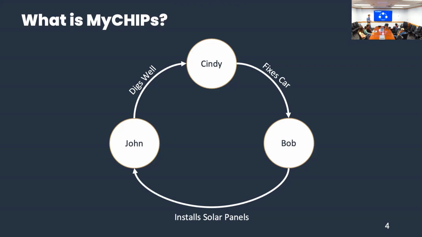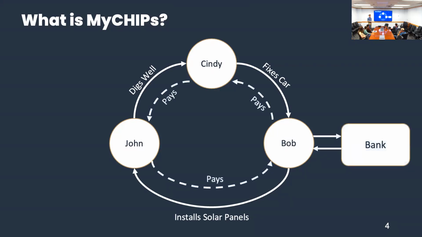So how can we facilitate this exchange? Well, using US dollars, Bob, he's just up a tree. He really needs his car fixed, so he's going to go to the bank. He'll take that cash and give it to Cindy, who will fix the car. Cindy will take that same cash, give it to John to dig the well, and John will take that same cash and give it back to Bob to install the solar panels. Then Bob brings it back to the bank. The bank says, great, but you owe us a little bit of interest. So the question is, can we facilitate this exchange without the need for the bank?